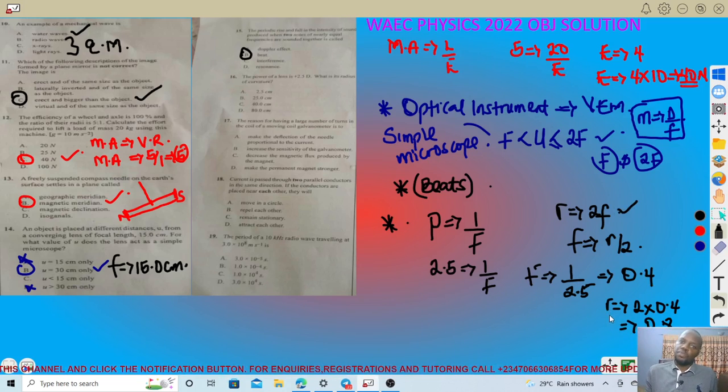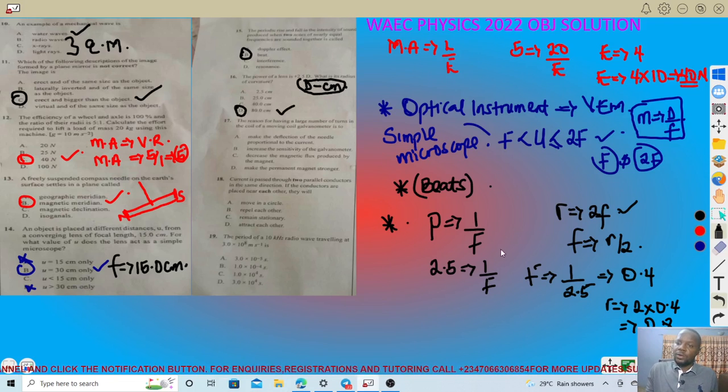To convert to centimeters, please note that we multiply by what? Be careful about this, because if you don't know these things, it will really affect you. So to convert this, I will multiply by 100. If I multiply 0.8 by 100, I'm going to have 80 centimeters. So that's just diopters to centimeters. That's very important to keep in mind.